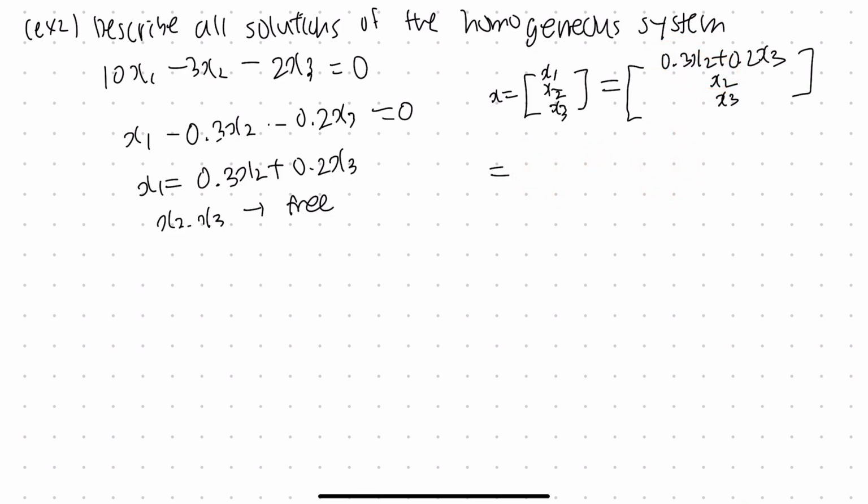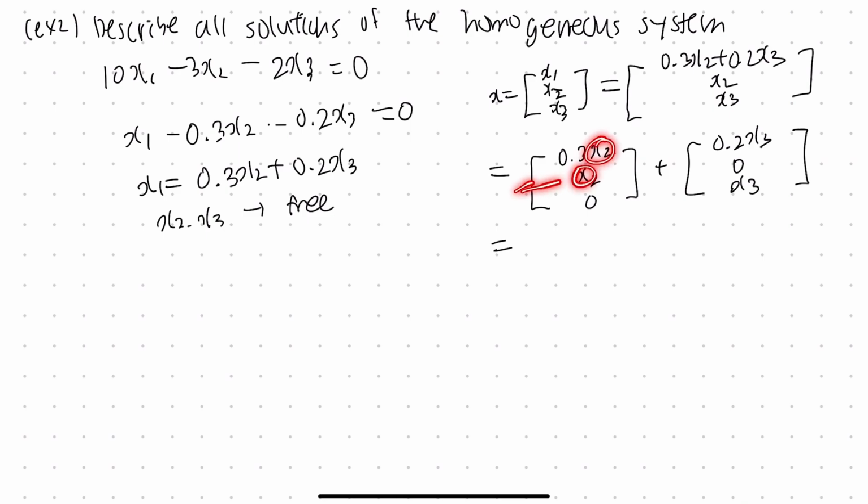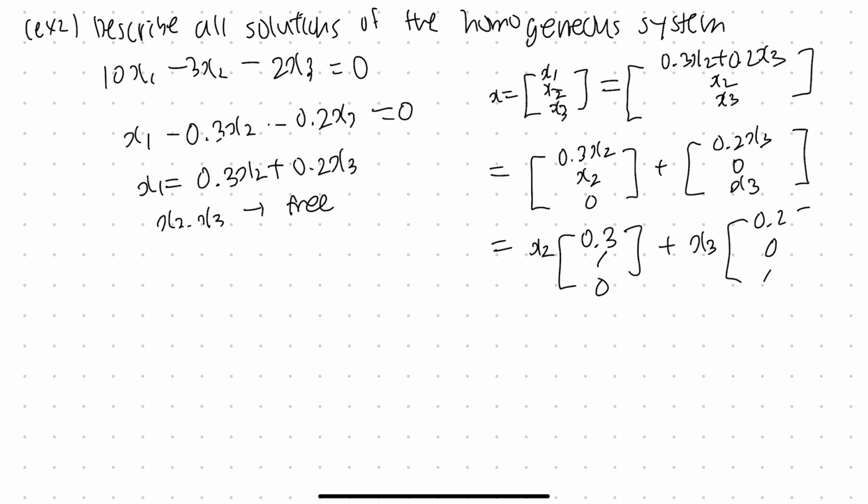So first, you can put everything that has something related to x2. You can put 0.3 x2, x2, and 0. And you can add that with 0.2 x3, and because there's nothing over here related to x3, you can put this as 0. You can have x3 over here. And again, you can pull x2 and x3 out into the front. So if you do that, you have x2 out here with 0.3, 1, and 0. And for here, you have x3 pulled out, with 0.2, 0, and 1.